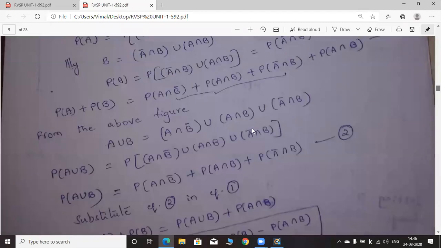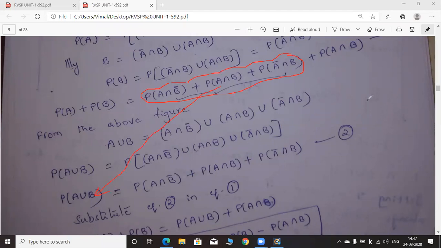So this combination of three terms can be written as probability of A union B only, because each and every portion is covered in A and B. There is no missing portion. That's why you have to consider it like this.